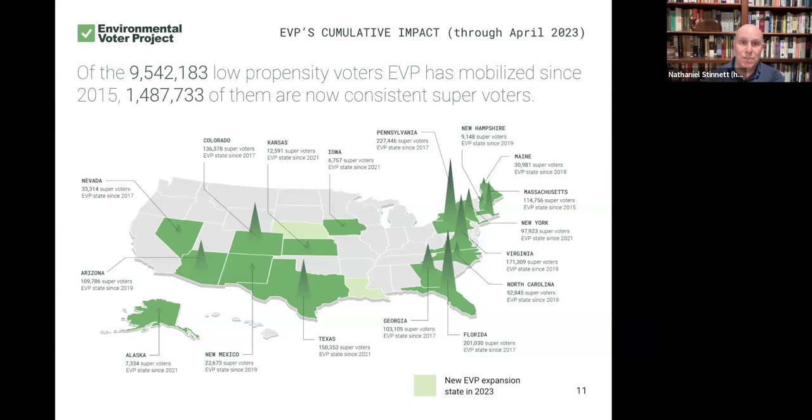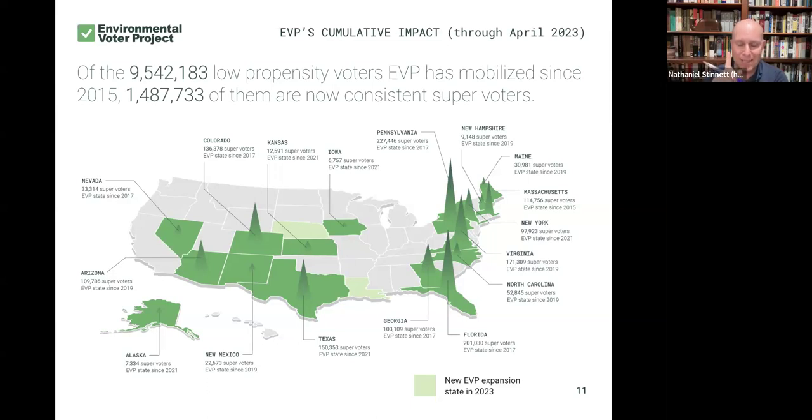But as of the last time we took this measurement, of those 9.5 million low propensity voters, many of whom were complete non-voters who care about the environment, 1.5 million of them had become such consistent voters that they had voted in their most recent federal election, their most recent state election, and even their most recent local election. They had become super voters.